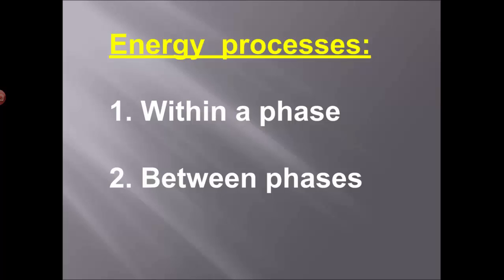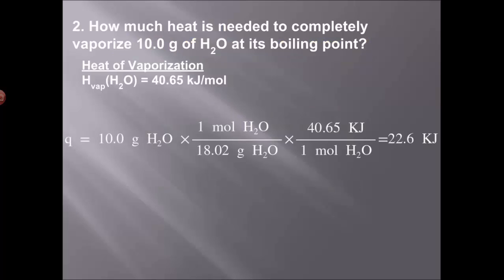Now, what about between phases? What if we want to talk about how much heat is involved in melting or boiling? All right. So here's an example. How much heat is needed to completely vaporize 10 grams of water at the boiling point? And we have this information, this thing called heat of vaporization. The heat of vaporization is the amount of heat necessary in kilojoules to vaporize a mole of water. It's in kilojoules per mole. We have 10 grams of water, so we're first going to convert the 10 grams into moles by dividing by the molar mass. And then we're just going to multiply by the heat of vaporization, 40.65 kilojoules per mole. It takes 22.6 kilojoules of heat to turn 10 grams of water into steam at its boiling point.